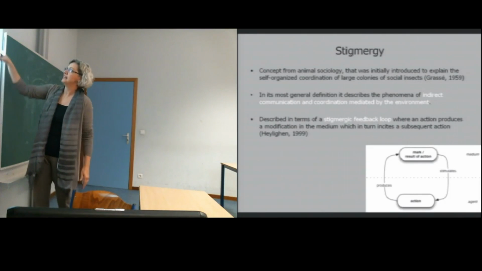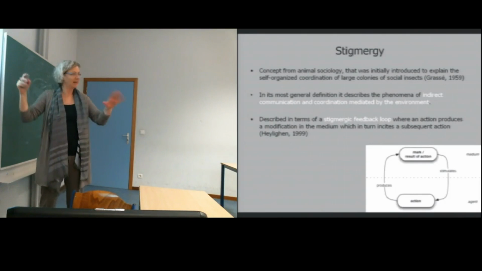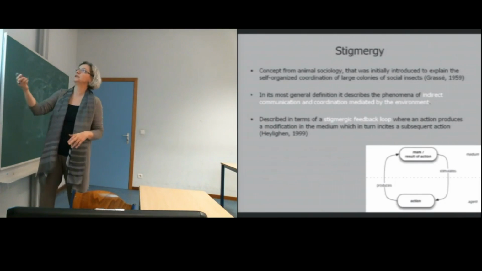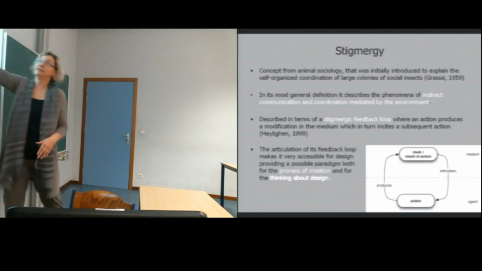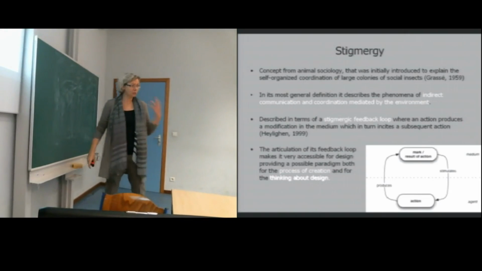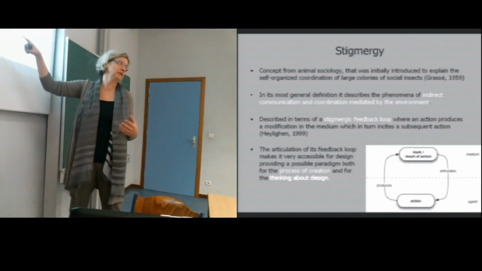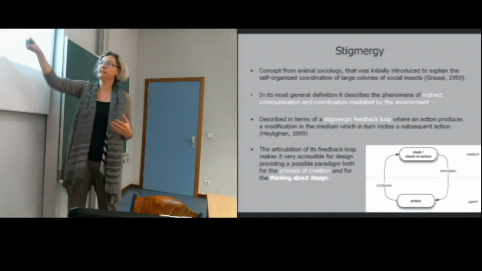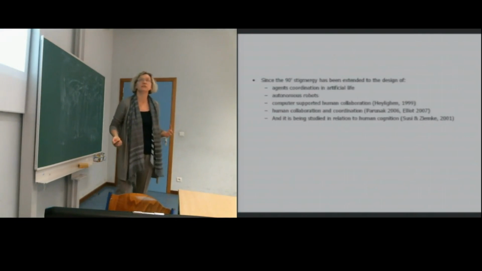So there is the agent and the medium, which I will explain in more detail in the coming slides. And as I said before, the fact that this feedback loop was clearly articulated makes it very accessible for design, both for the creative process and for thinking about design, for the description of design.